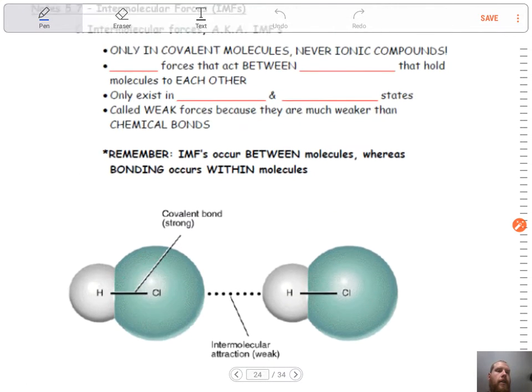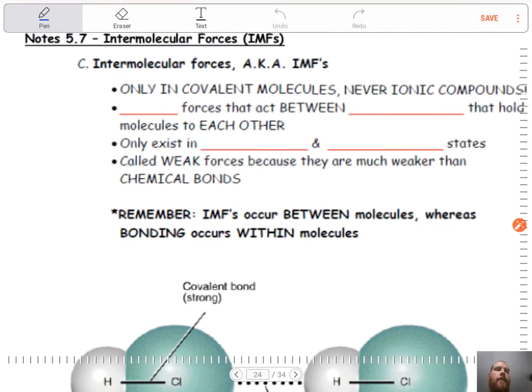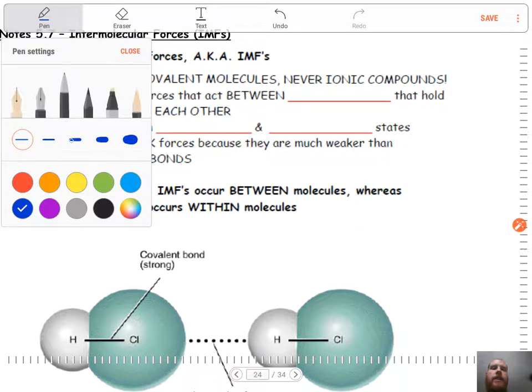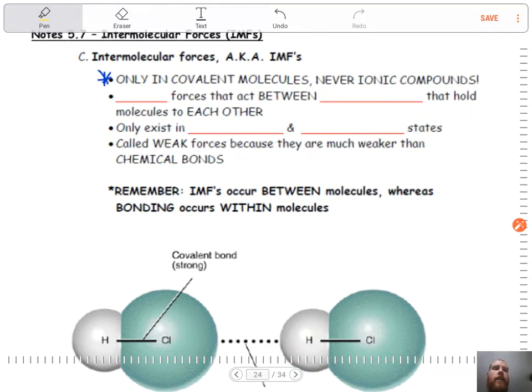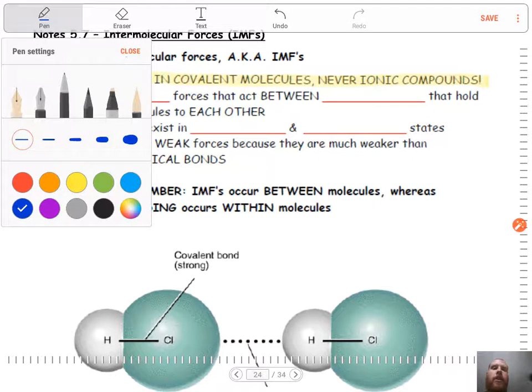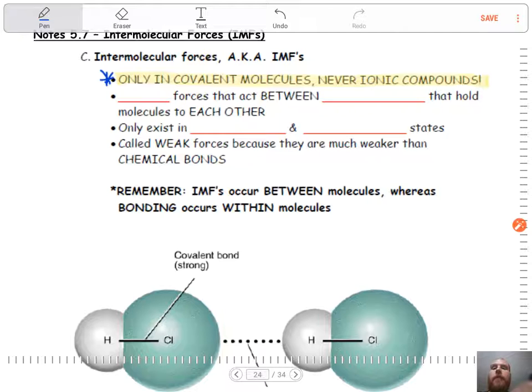So here we go. Intermolecular forces, aka IMFs, you'll see me write that a lot, as well as on practice sheets. Remember, these are only in covalent molecules, never in ionic compounds. I would encourage you guys to highlight that, star that. That's the very first place to think about, as well as polarity. Ionic compounds are always polar because they have their charges, where covalent have polar versus nonpolar molecules. So the last two videos have really just been focused on covalent molecules, not ionic. Okay, so that's the first place to start.